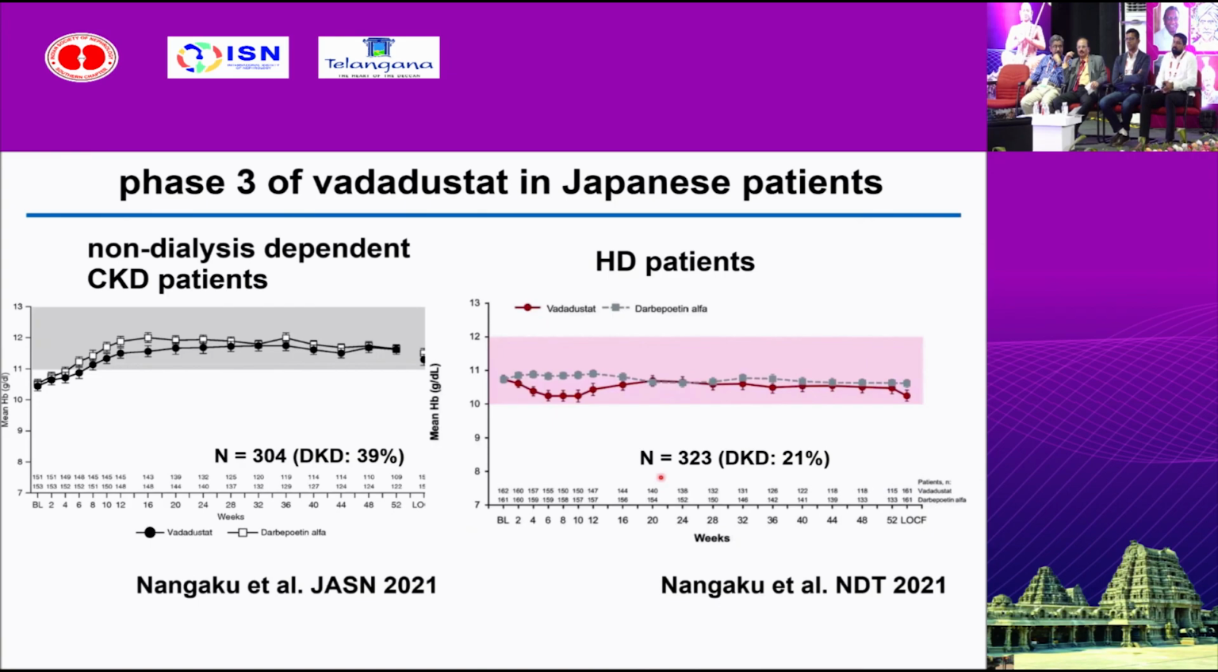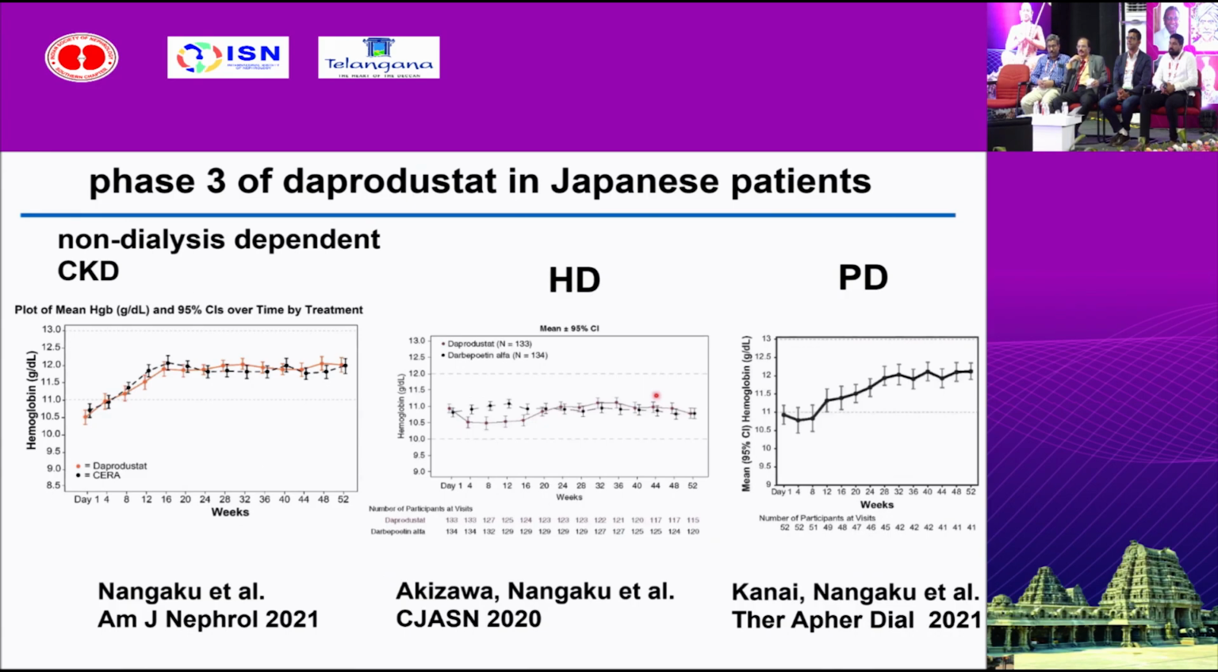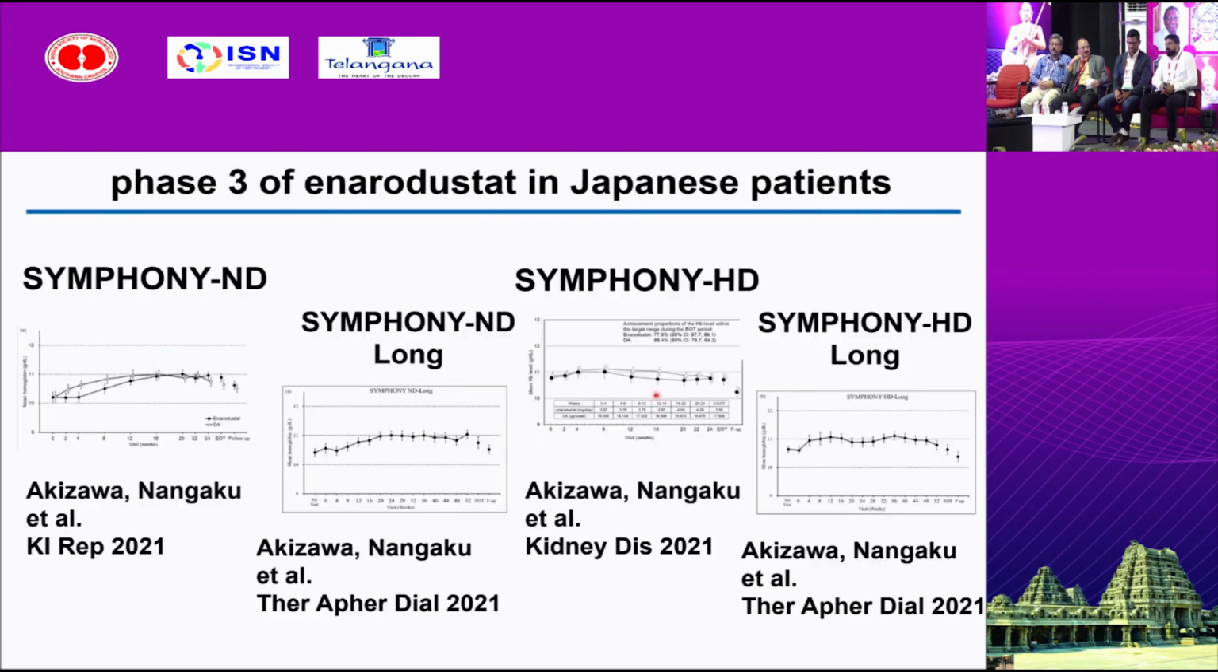We performed many clinical trials in Japan. These are the phase 3 clinical trials of roxadustat in Japanese patients. We observed successful treatment of these patients with roxadustat. We also performed phase 3 clinical trials of daprodustat in Japanese non-dialysis dependent CKD patients, HD patients, and PD patients. Once again, the treatment was successful. We also performed phase 3 clinical trials of enarodustat in Japanese dialysis dependent and non-dialysis dependent patients. The treatment was successful.